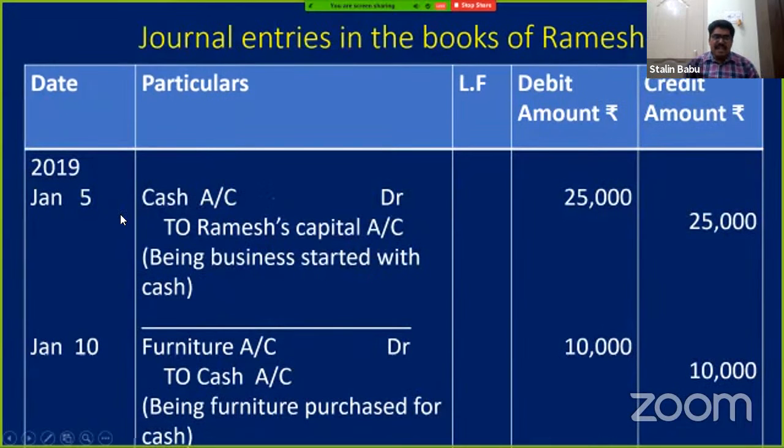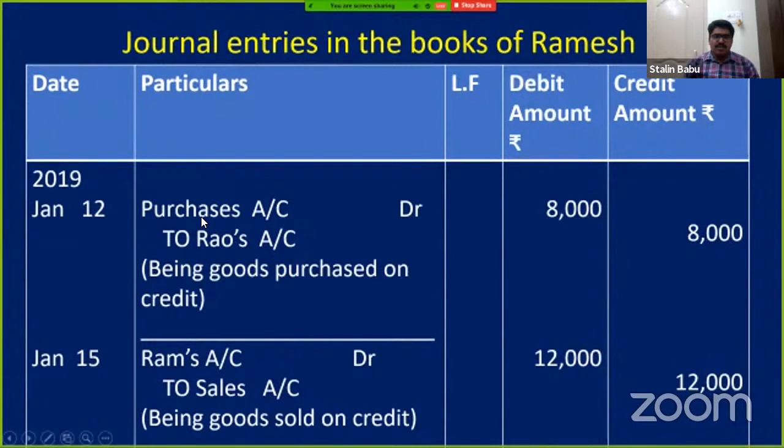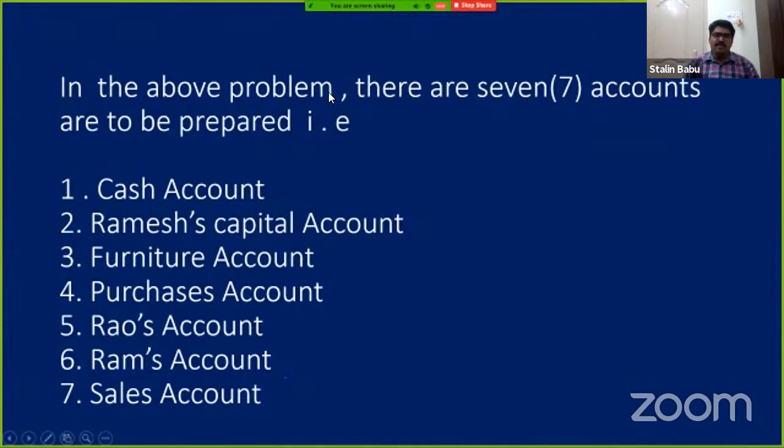Let us see. One is cash account. Second is Ramesh capital account. Third one is furniture account. Cash already came, so the first one is cash. Then purchase account, the fourth one. Fifth one, Rao's account. Sixth one, Ram's account. And seventh one is sales account. So we have to open 7 accounts from these journal entries. In the above problem, there are 7 accounts to be prepared. That is cash account, Ramesh capital account, furniture account, purchase account, Rao's account, Ram's account, and sales account. We are going to open 7 accounts.